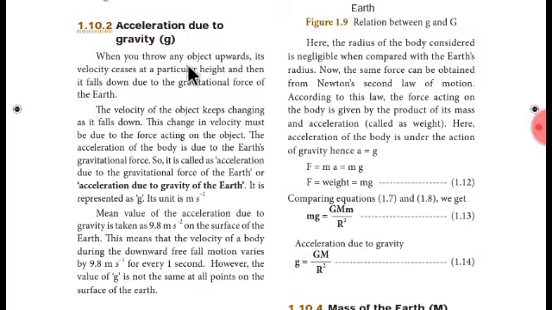When you throw any object upwards, its velocity ceases at a particular height, and then it falls down due to the gravitational force of the earth. I think you have played high throw using a cricket ball. If you throw it at high speed from the ground to the sky, it will reach some highest point, and at that point the velocity of the ball will be zero, for a very short interval of time. The velocity of the ball is decreasing on its way up, right? And then after reaching the highest point, it increases its speed and hits the ground.